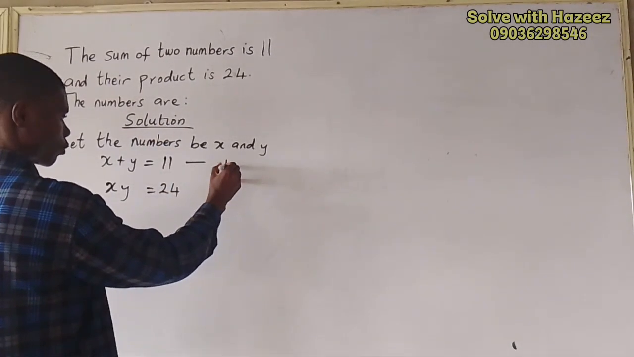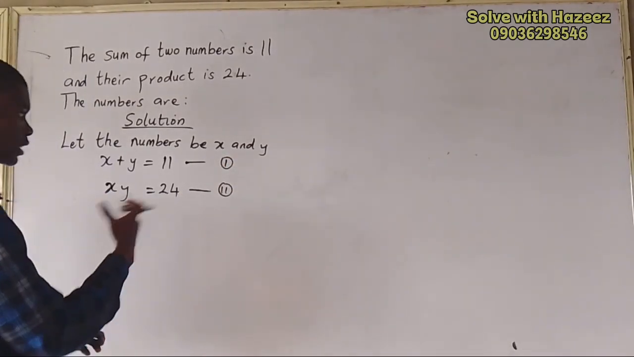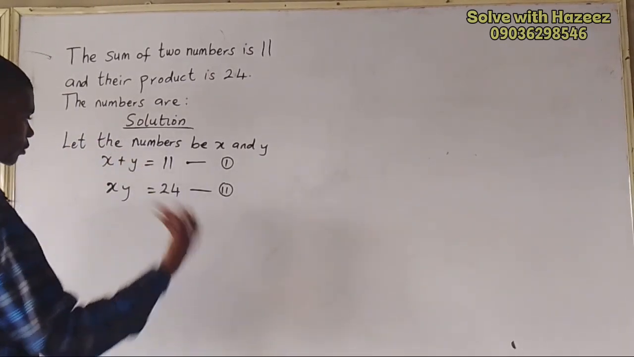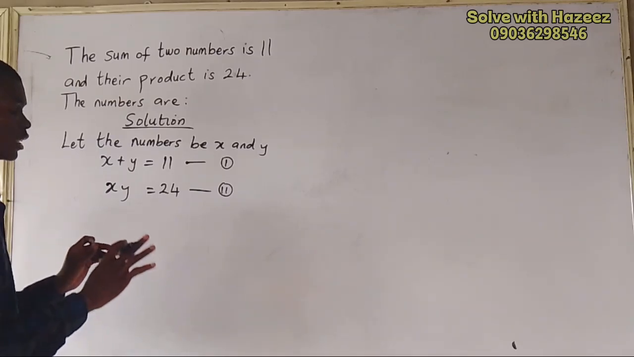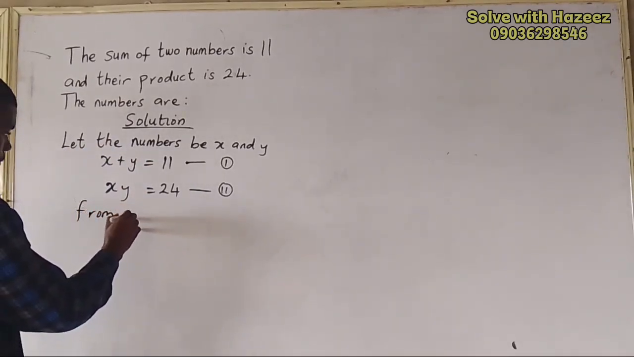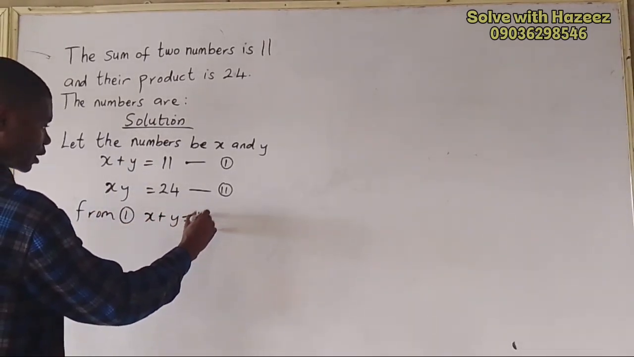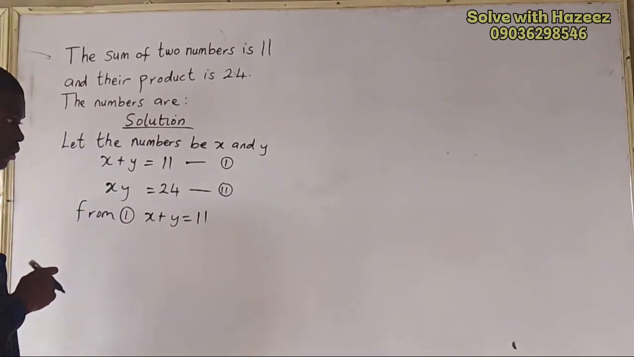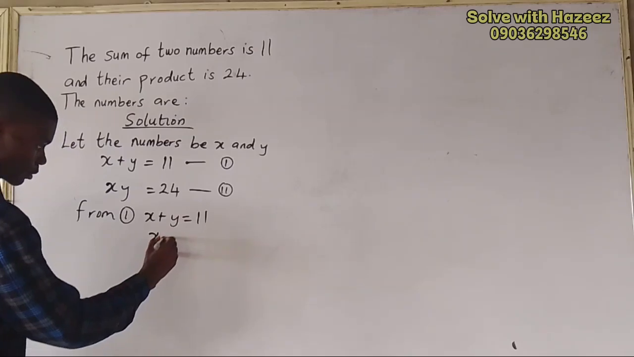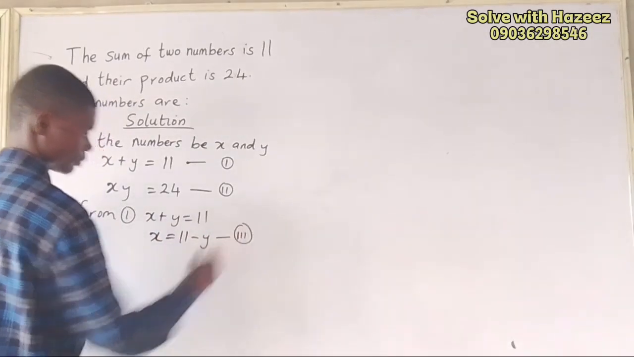Let us name this equation 1 and this equation 2. So simplifying simultaneous linear equation, we can use the elimination method, we can use the substitution method, we can use any method. So from 1, which is x plus y is equals to 11, we can make x the subject of the formula, which is going to be x is equals to 11 minus y. Let us name this equation 3.